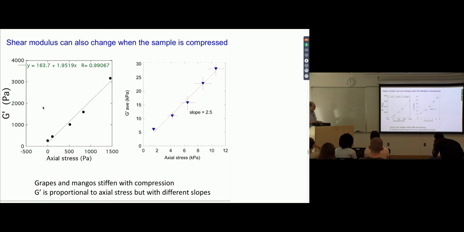But the thing that isn't understood is that almost all of these relations, this one is mango, I guess. Here's the stiffness as a function of stress. They're all linear, and they all have different slopes. So for the theorists, this is something to figure out.